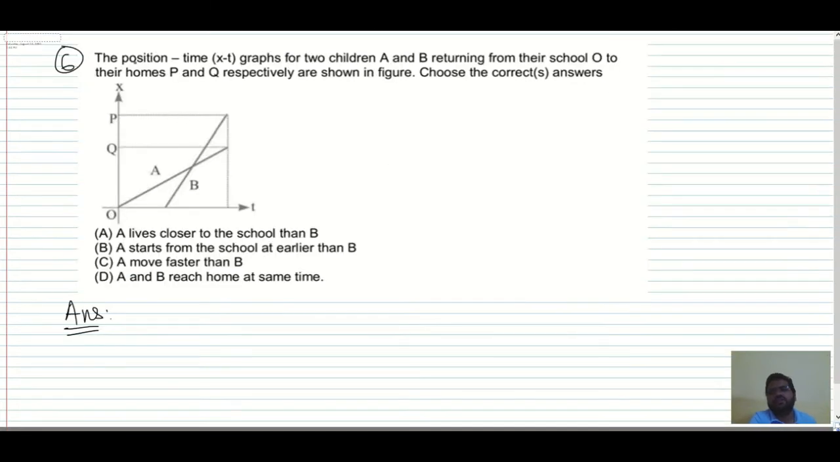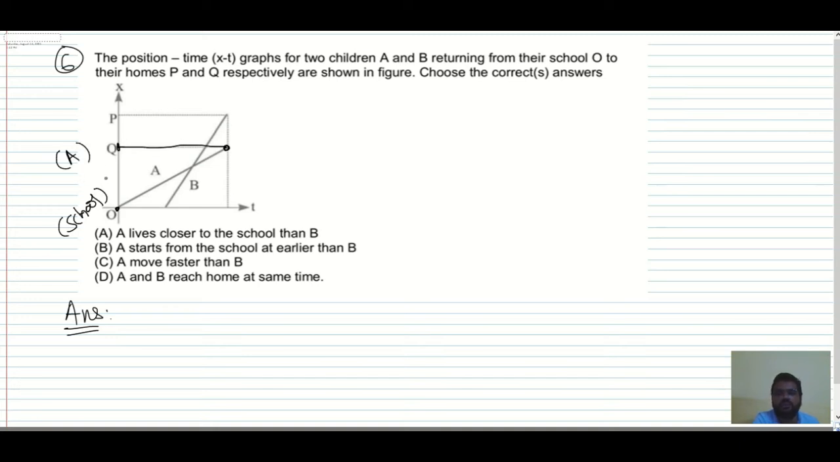Next, sixth one, the position time graph for two children A and B returning from their school O to their homes P and Q respectively is given. Choose the correct statement. A lives closer to the school than B. As you can see, A's position is somewhere here, so school's position is somewhere here. So school is somewhere here and A lives somewhere here.